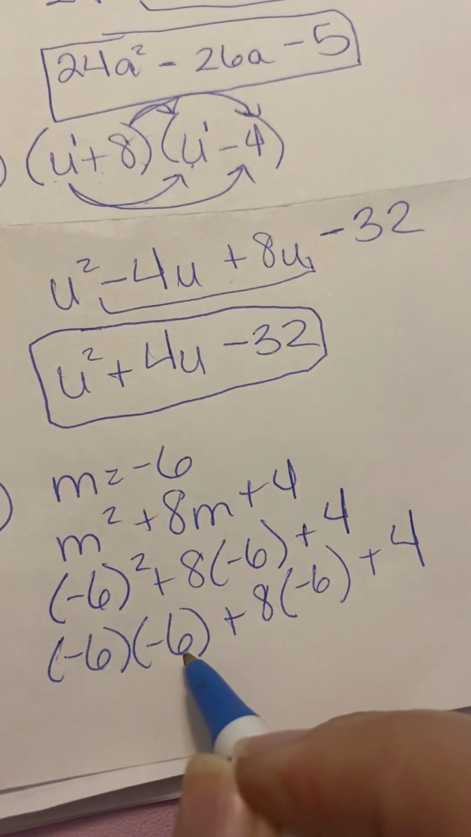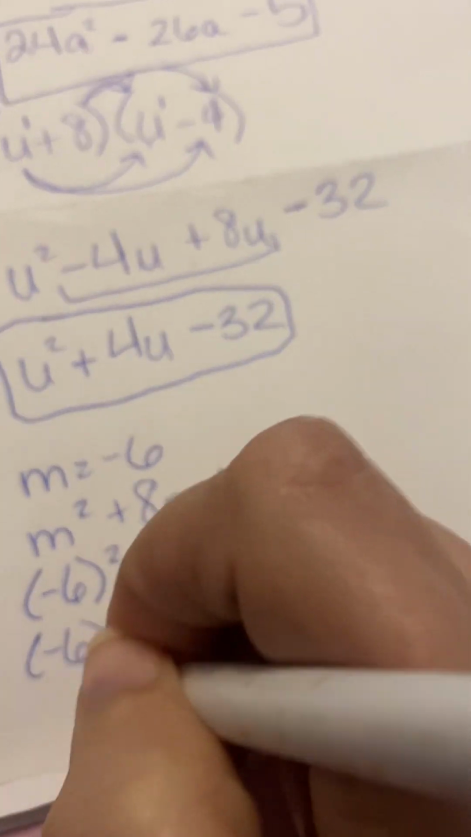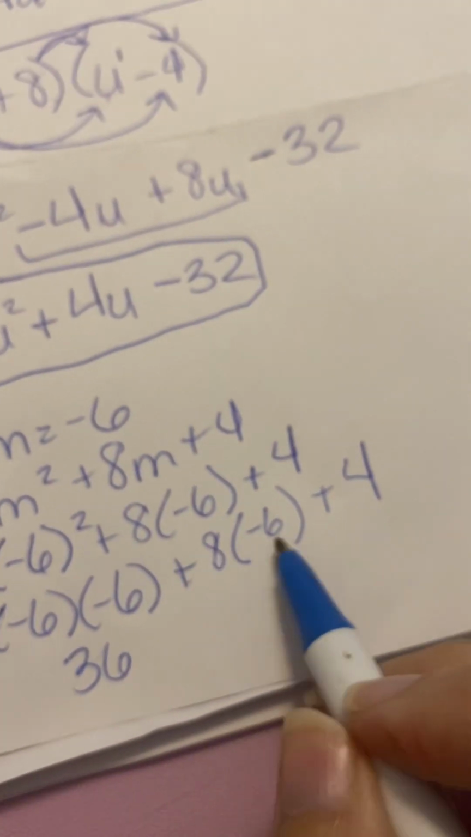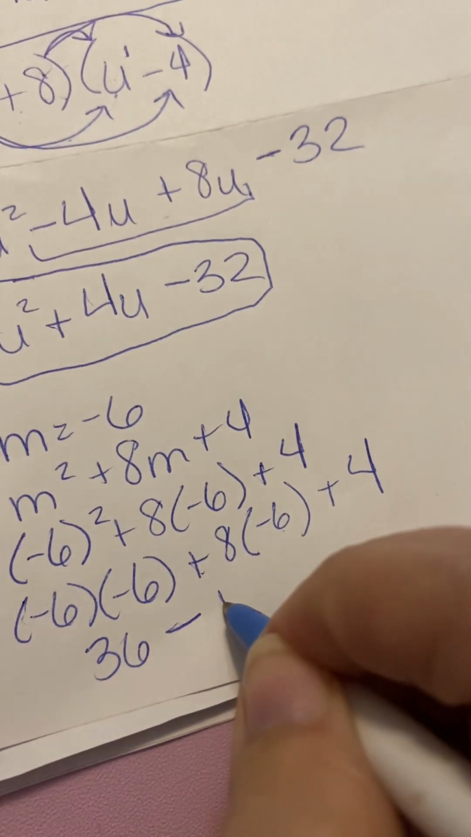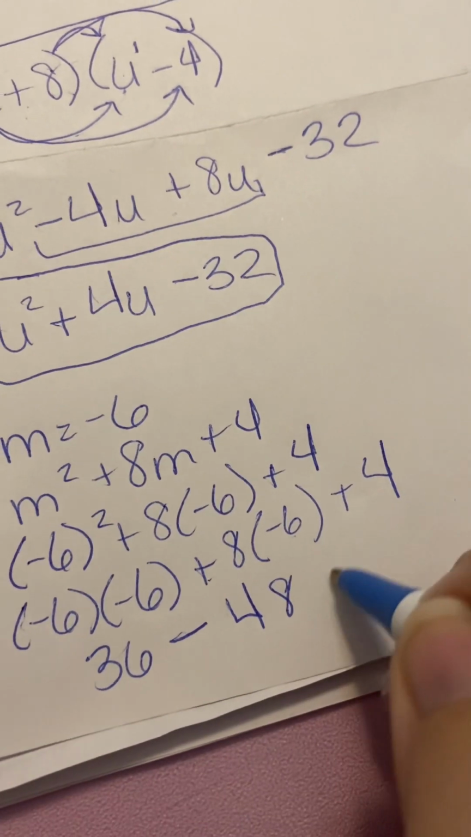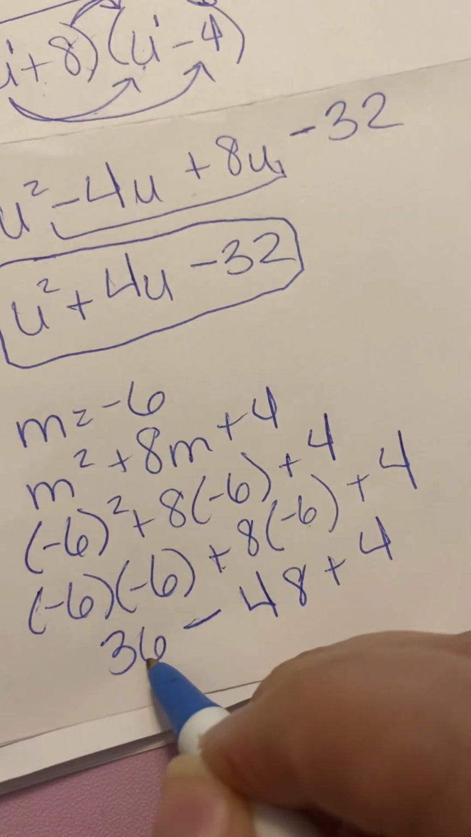So negative 6 times negative 6. Negative times a negative is a positive. 6 times 6 is 36. Positive times a negative is a negative. 8 times 6 is 48. Plus 4.